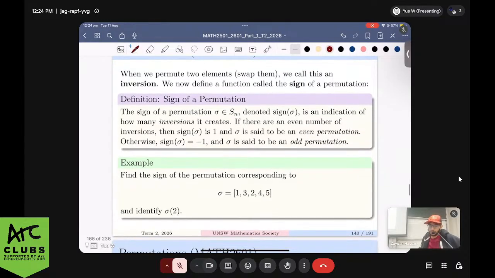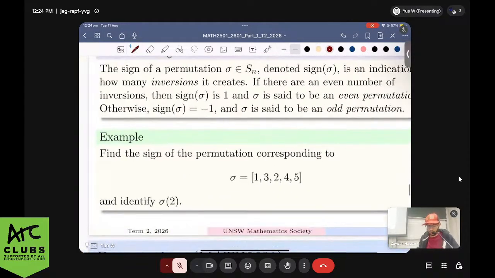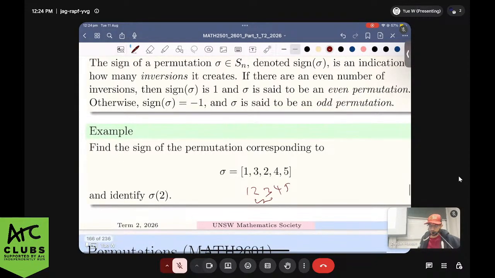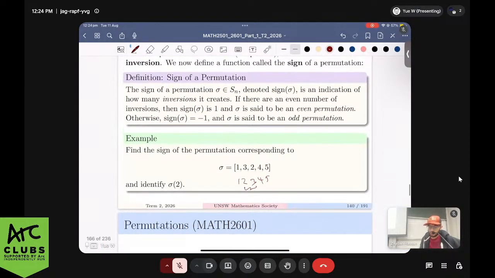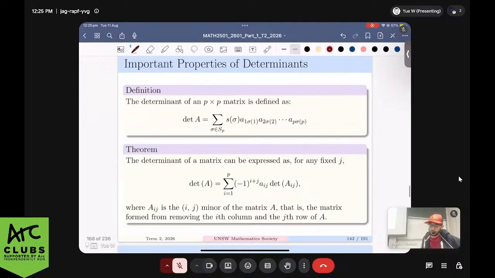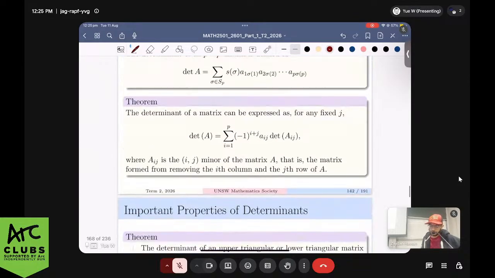Okay, so when you permute two elements or swap them, you call this an inversion. So there's also a sign of a permutation, which is based on the number of inversions. So for example, you can see it starts off 1, 2, 3, 4, 5. If you swap 2 and 3, then this is one inversion. Sign should be -1. So sign is technically -1 to the k, where k is the number of inversions. Then you can define the determinant like this. I'm not sure how likely this is going to come up, but yeah. This is the cofactor expansion. This is the one we use more often.